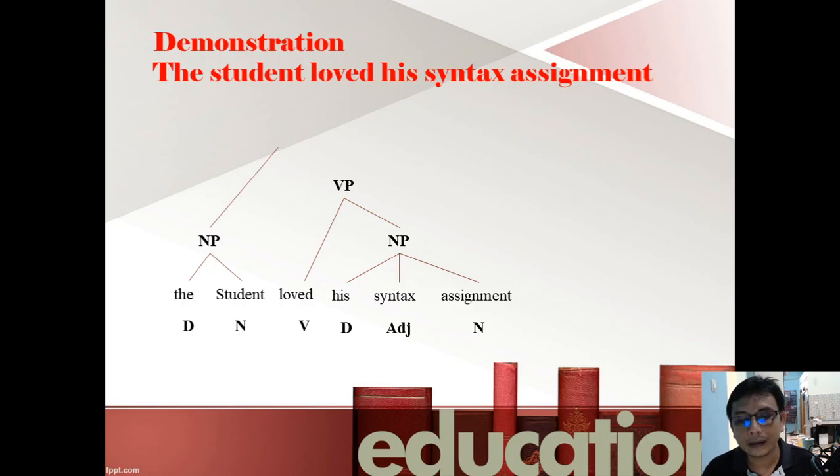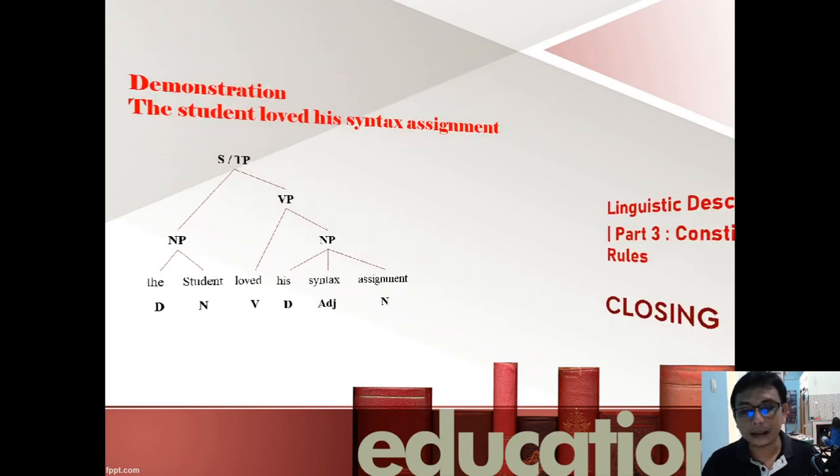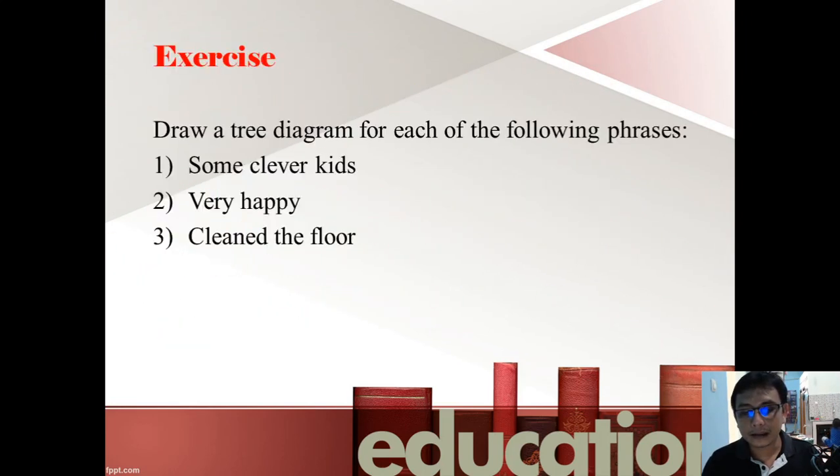Okay, and then finally we combine NP and VP into the largest unit, which is called sentence, or another term for this, which is more accurate, is called TP, which is tense phrase, that we are going to use as the category in the next video. Okay, so I think that's all my presentation.